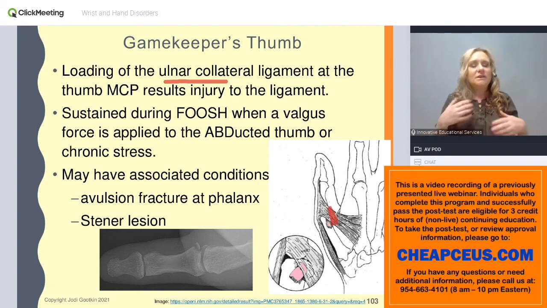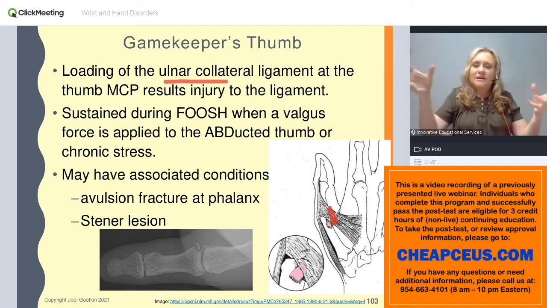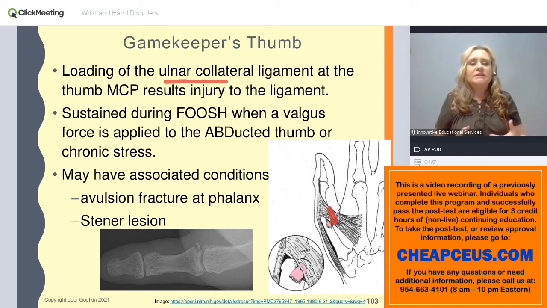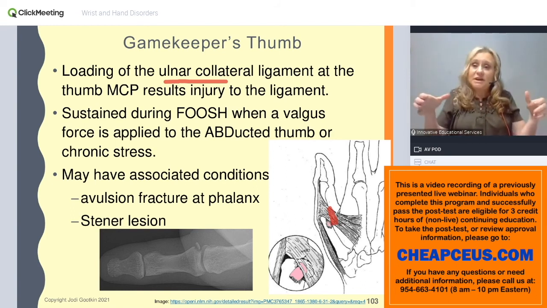And this, again, has had a lot of name changes over the years. Gamekeeper's thumb comes from when they would have a stick in their hand and they were tending to the herd, and they might have a fall that creates that abduction extension stress that tears that ligament. Other ways that we see this more now, it might be called skier's thumb. Many individuals who hike or just walk are walking more with a stick for balance, and if they fall or lose their balance, or on bikes, the handlebars based on the fall.